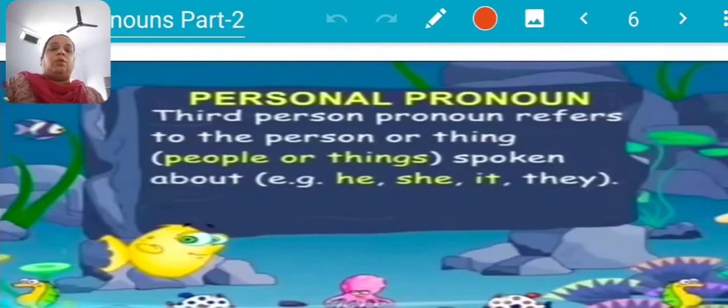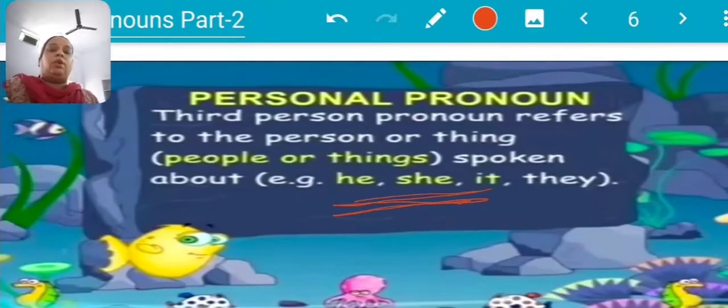Third person pronoun refers to the person or the thing, people or the thing spoken about. When we talk about something, that becomes the third person pronoun. For example, he, she, it, about what we are talking, right? So, that is personal pronoun third person category.